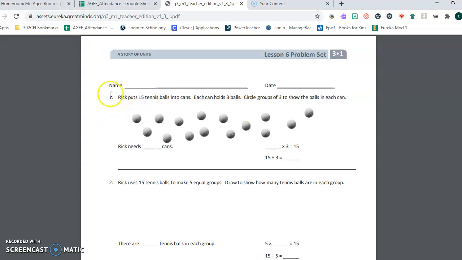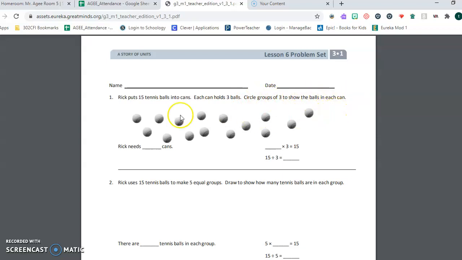Okay, so in problem 1, we see a person, Rick. We're remembering, we don't really know Rick, so it can be anybody. It can be ourselves, someone we know. Puts 15 tennis balls into cans. Okay, so if you've ever seen how tennis balls are sold at like a sporting goods store, they're in cans. Each can holds 3 balls. Circle groups of 3 to show the balls in each can.